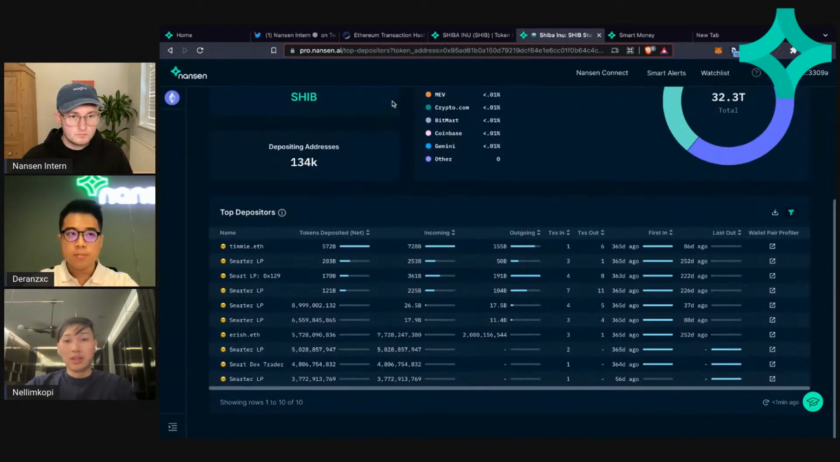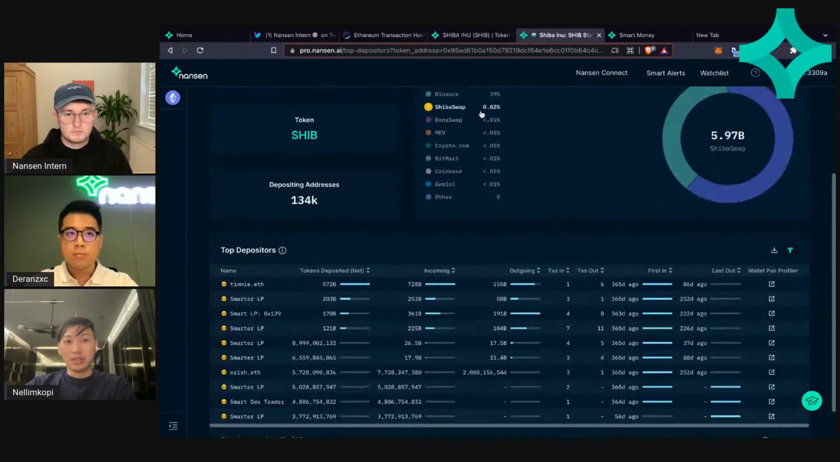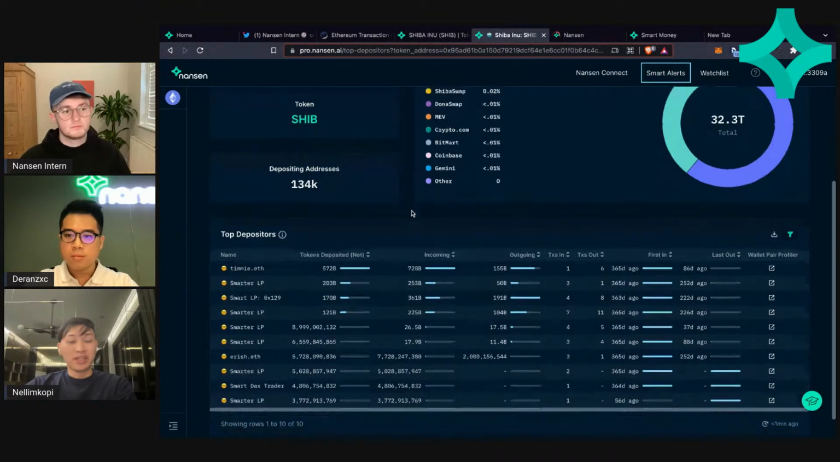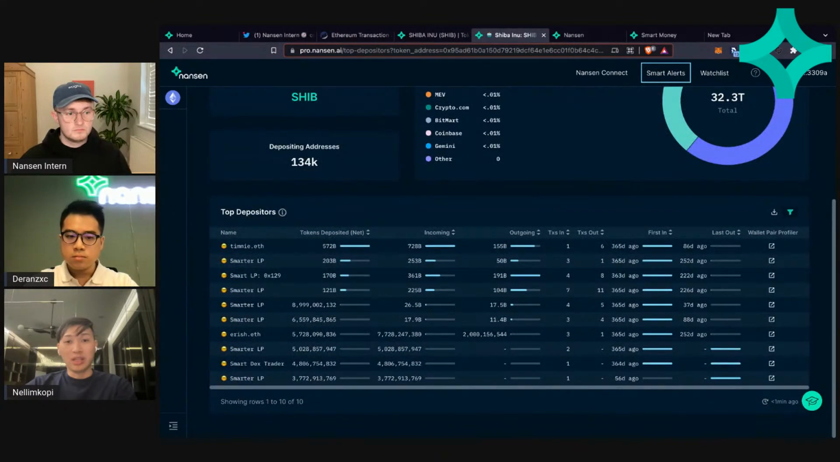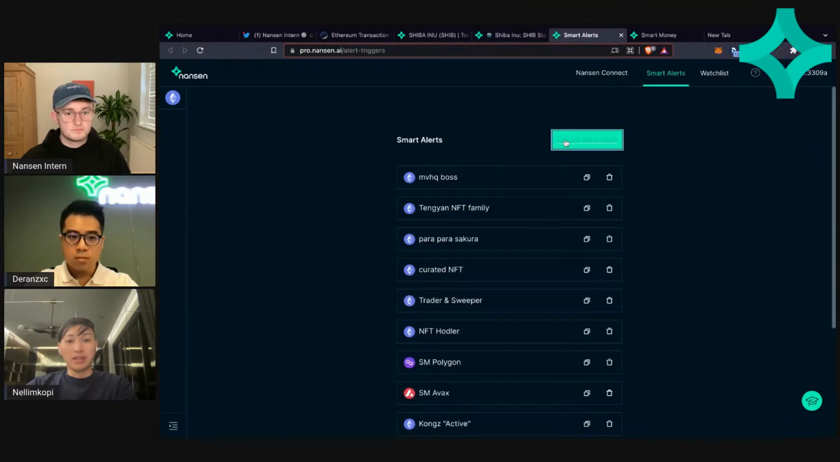So one thing I'd really like to touch on here is actually using Smart Alert, right? For example, after looking at all the data and doing your research, you decide that, hey, Shiba token is something that I want to gain exposure to in case the meme narrative takes off again. You want to have a small exposure and you're staking it. So one very good way is really to make use of Smart Alert.